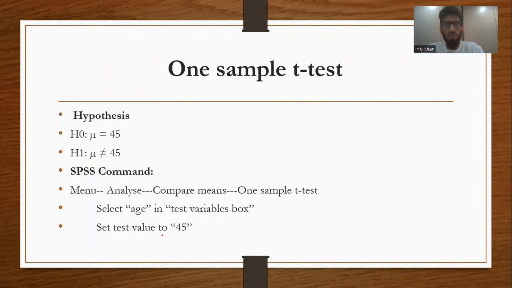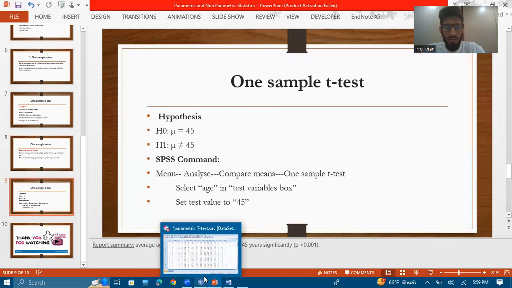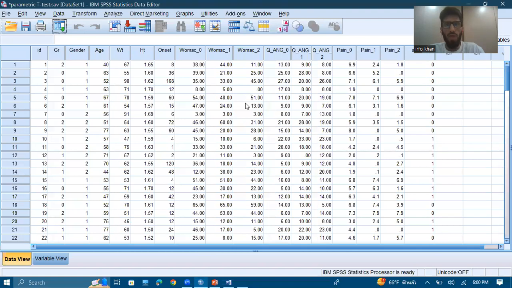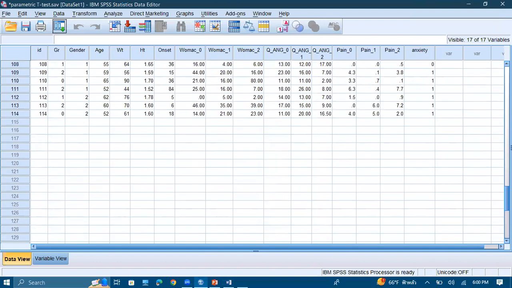Now let's come to the practical part of this presentation. This is our SPSS data, and this is all our data. We have 144 participants, so the sample size is 144.